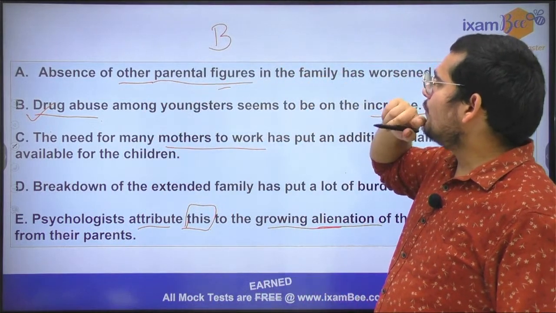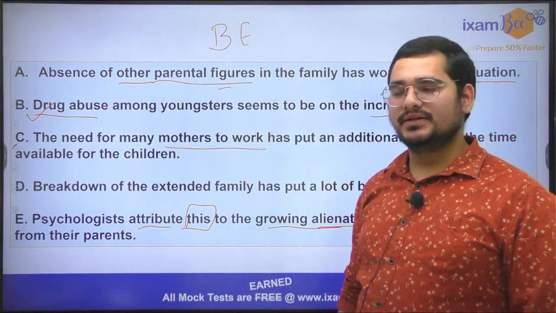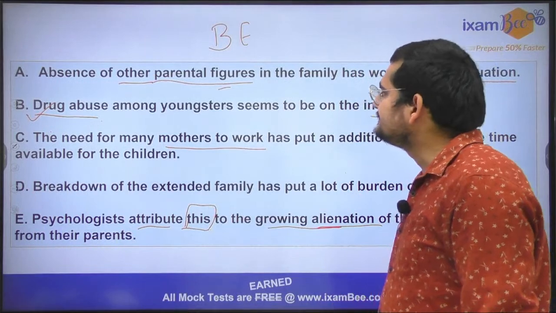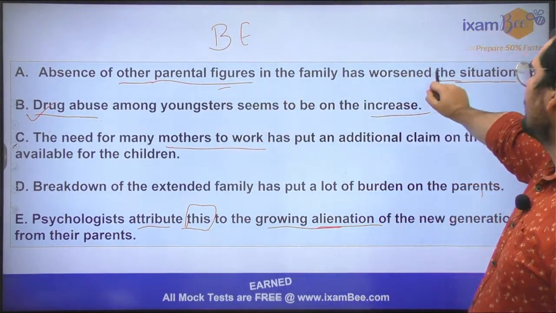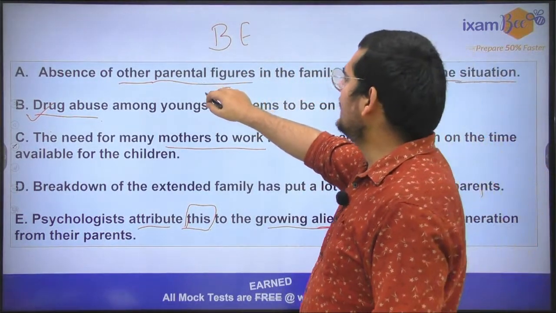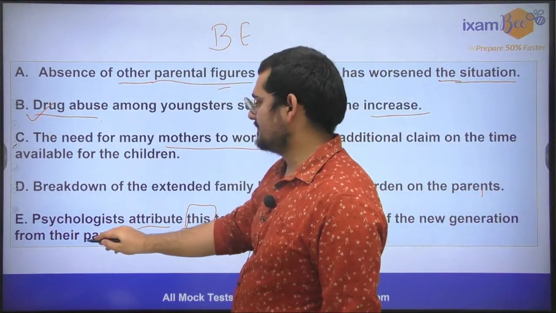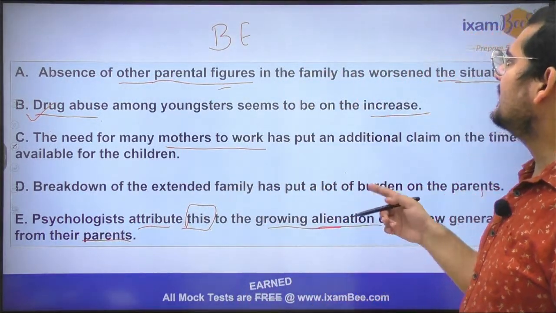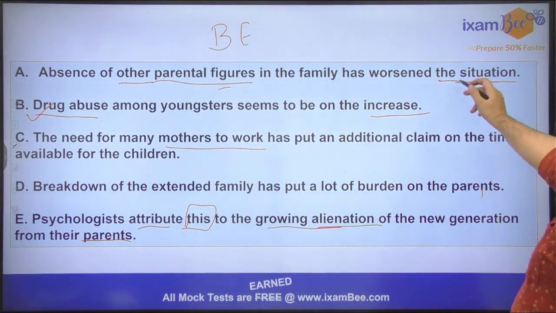Now we see that, okay, our second would be E. Now we see the third. What can be the third option? Third sentence. Okay, now we read: absence of other parental figures in the family has worsened the situation. Once again it cannot be, because here the parents have just come in, a narration, a context of parents has come. But then absence of other parental figures in the family has worsened the situation.